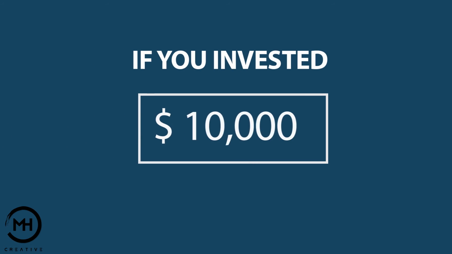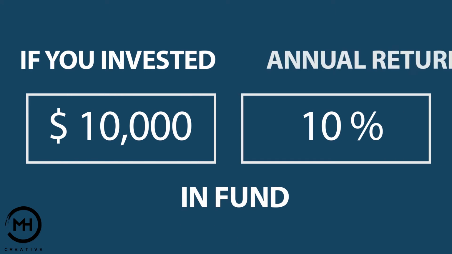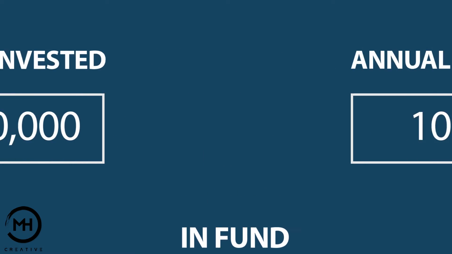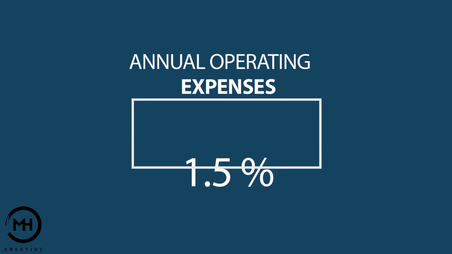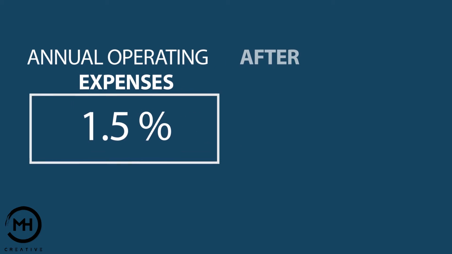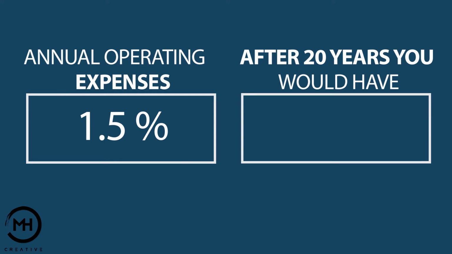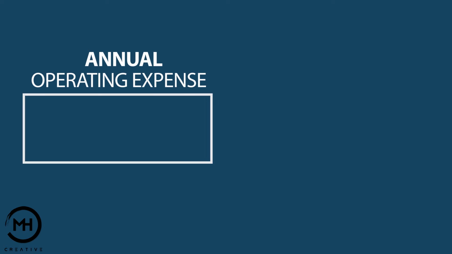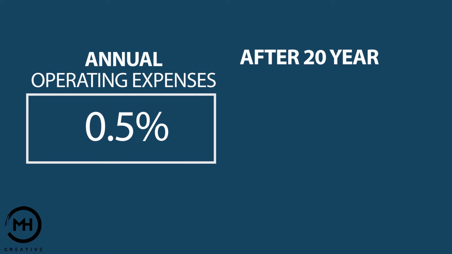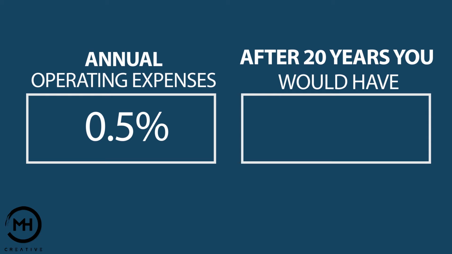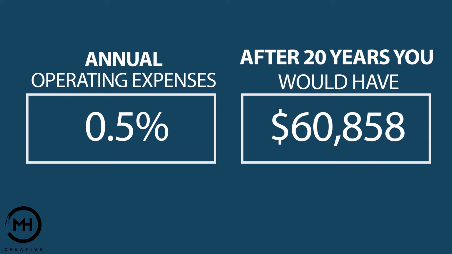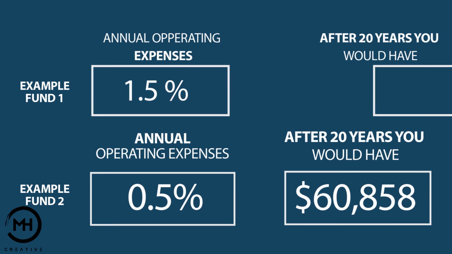For example, if you invested $10,000 in a fund with a 10% annual return and annual operating expenses of 1.5%, after 20 years, you would have roughly $49,725. If you invested in a fund with the same performance and expenses of 0.5%, after 20 years, you would end up with $60,858.